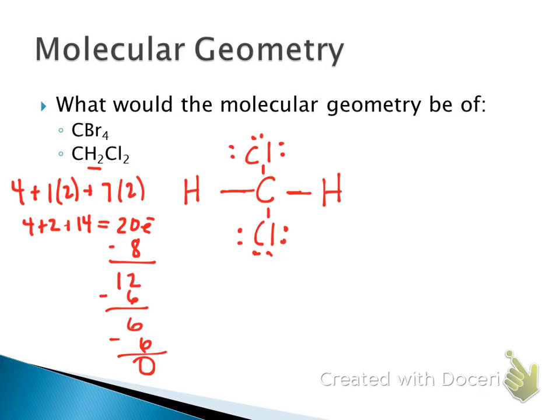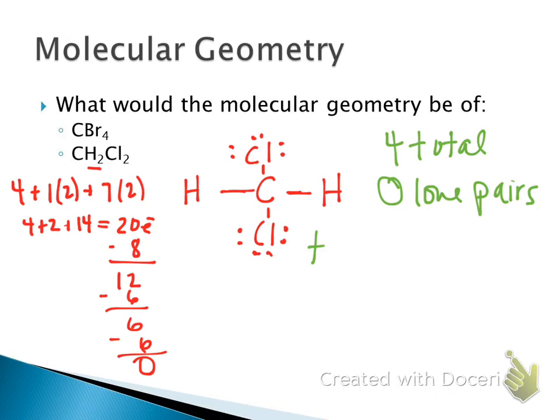Okay, so we can take a look at this molecule again. How many total domains do we have? We have 4 total. How many lone pairs? Which means our molecular geometry should be tetrahedral.